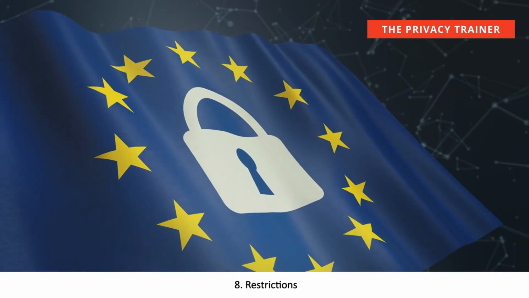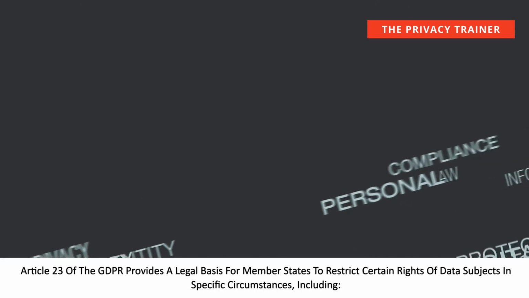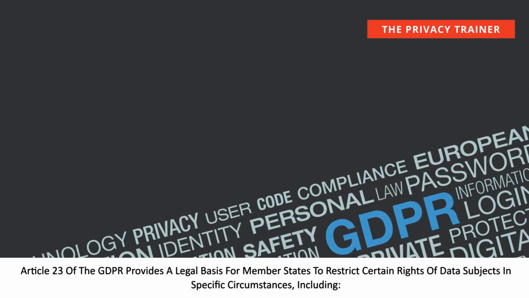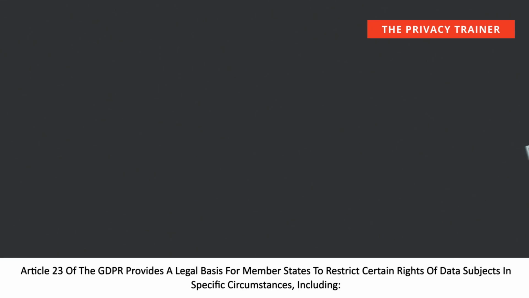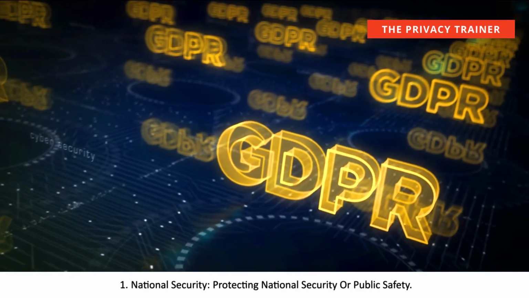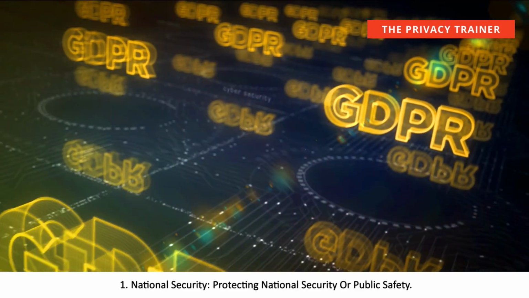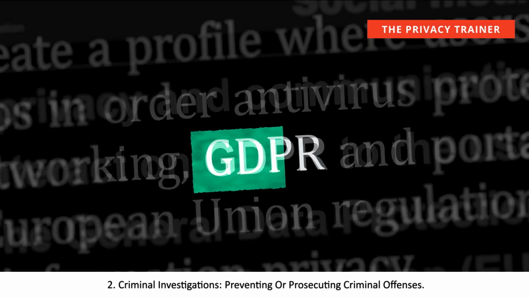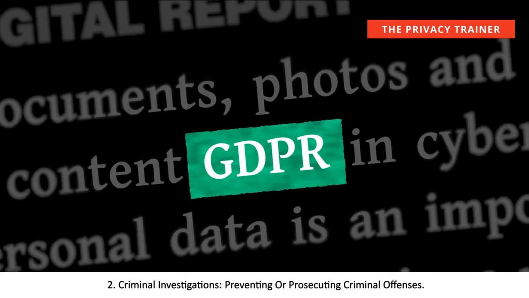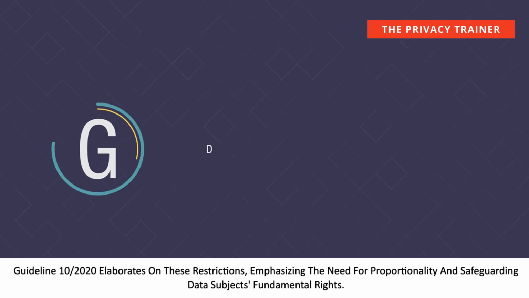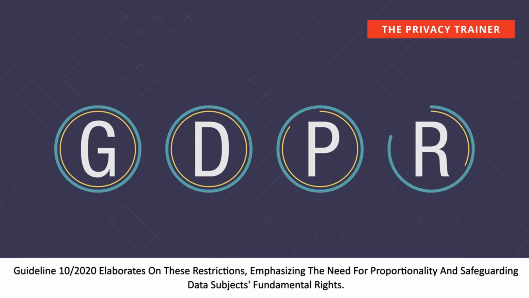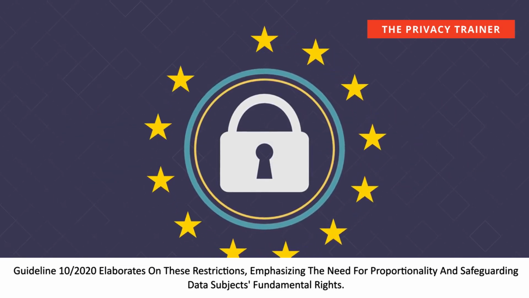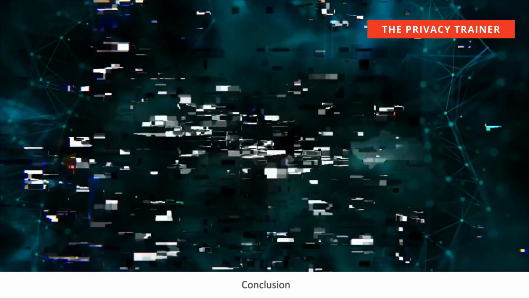8. Restrictions. Article 23 of the GDPR provides a legal basis for member states to restrict certain rights of data subjects in specific circumstances, including: 1. National security, protecting national security or public safety. 2. Criminal investigations, preventing or prosecuting criminal offences. Guideline 10/2020 elaborates on these restrictions, emphasizing the need for proportionality and safeguarding data subjects' fundamental rights.